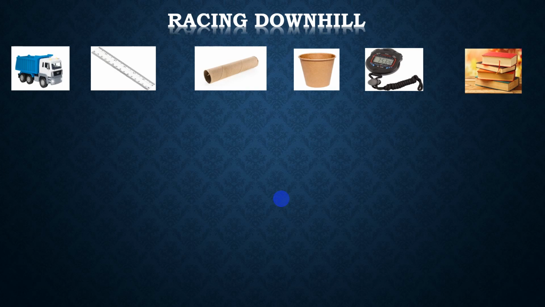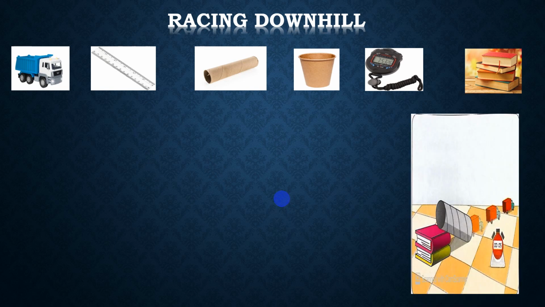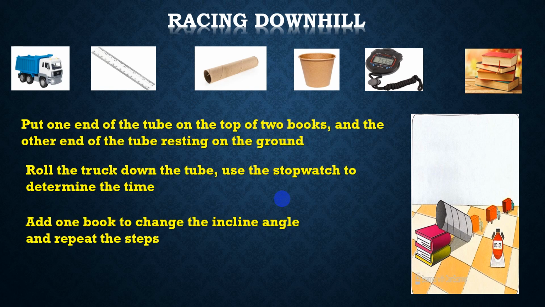So let's talk about this beautiful experiment about racing downhill. The meaning of downhill is that we have the top of something. We have like a ramp or an inclined slide. It's a downhill. Maybe we can make it like a mountain. That's the meaning of this. So we can make our mountain from some boxes and some paper, I mean in a cylinder shape and so on.